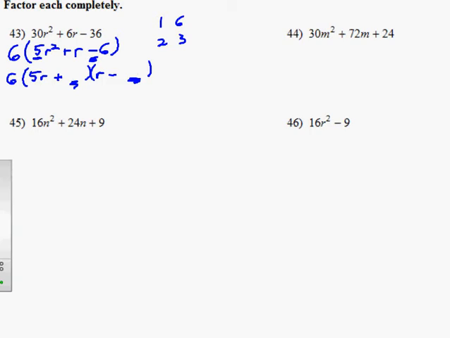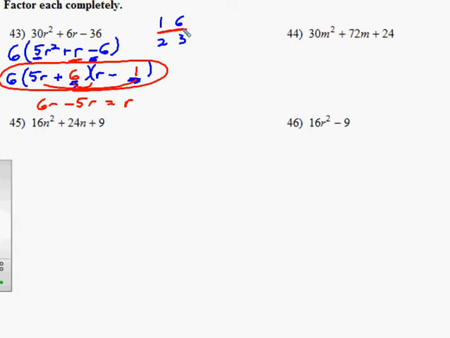So 1 and 6 didn't work. Well, let's try 6 and 1 then. Let's switch these things around. So here we have 6r minus 5r, and that does in fact give us r, which is what we wanted here. And so this is the correct factoring. We ended up doing a pretty good job guessing. We didn't have to even try the 2 and 3 because the 6 and the 1 worked.